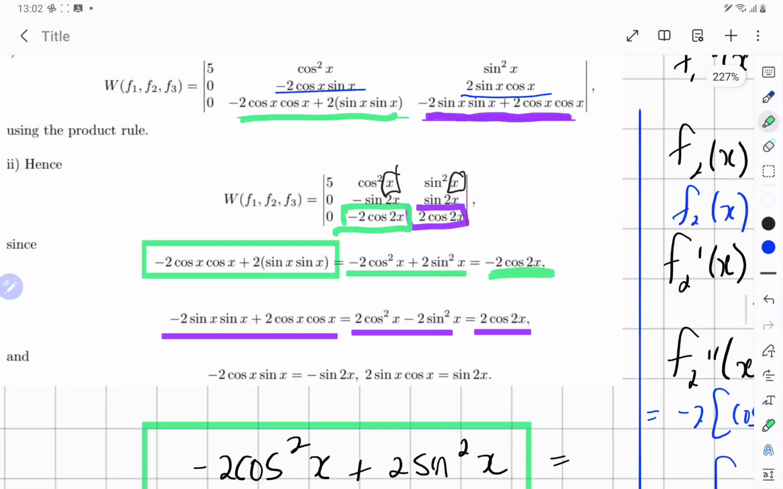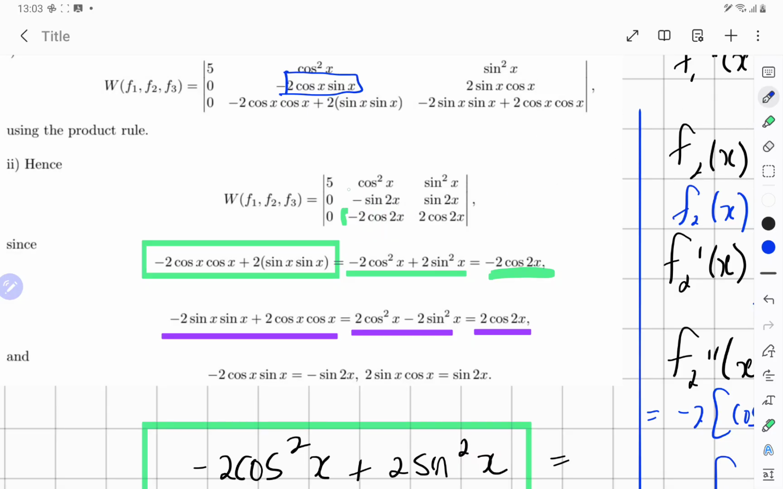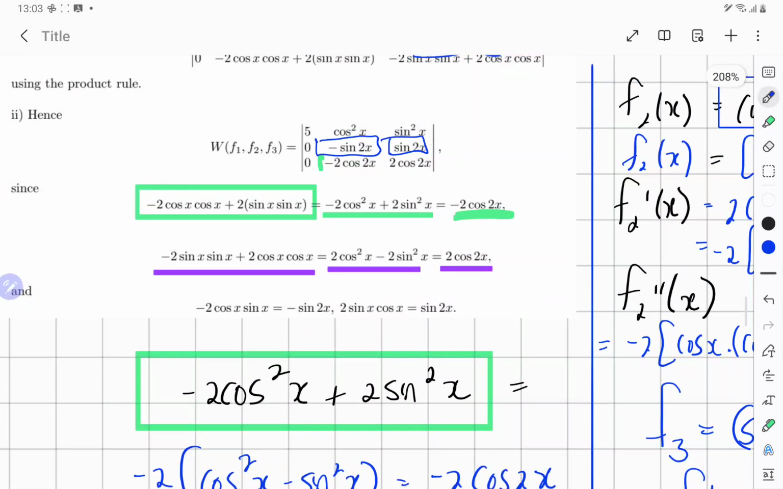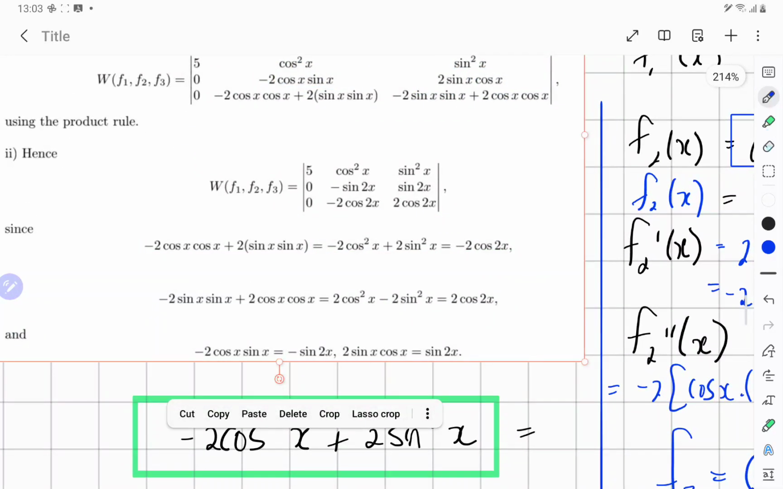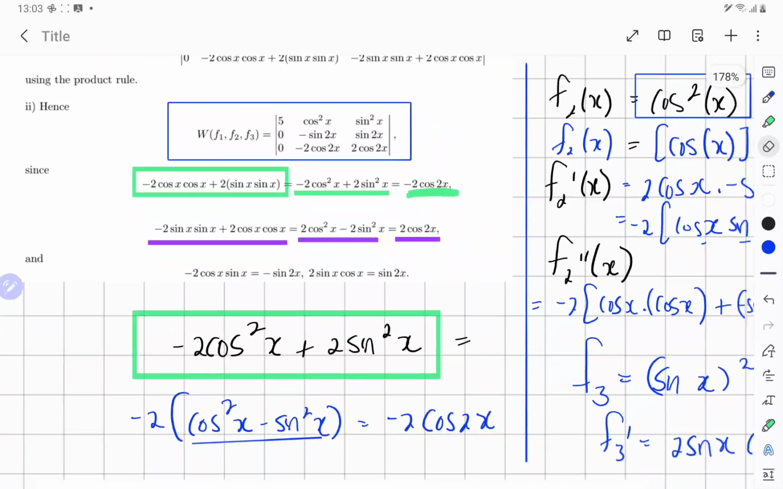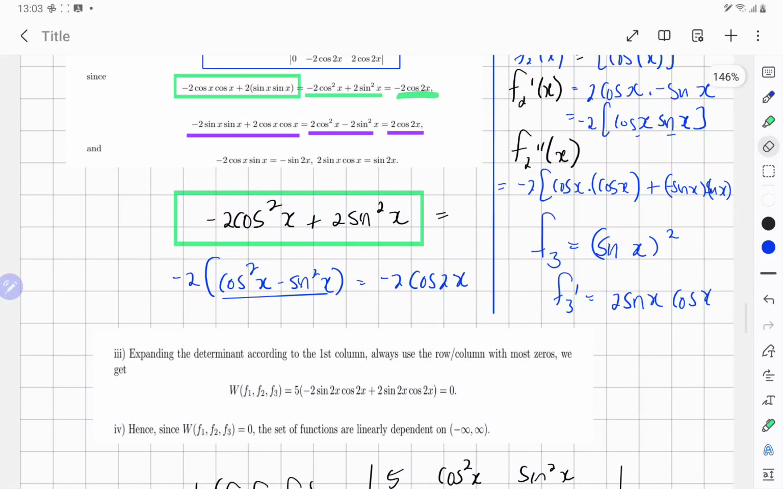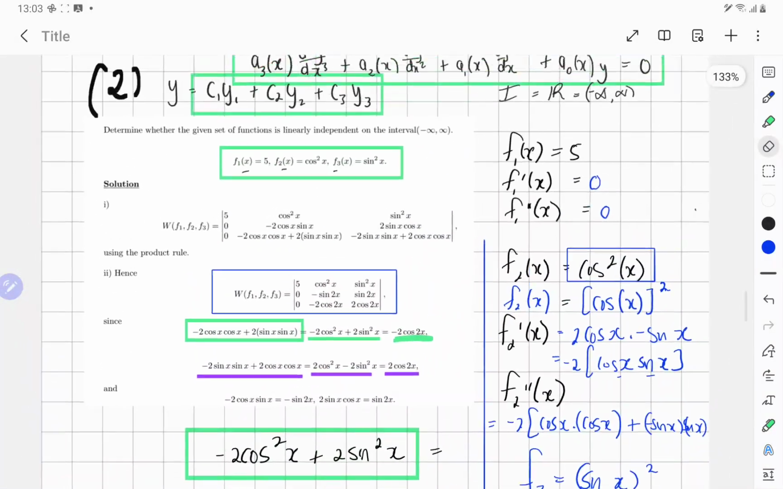Then, very important, this you should know from first year also: 2 sine x cos x is sine 2x. Hence the minus sine 2x. So I've just cleaned up my Wronskian by doing all the simplifying from my basic trick, the double angle formula. So very important to know your double angle formula.